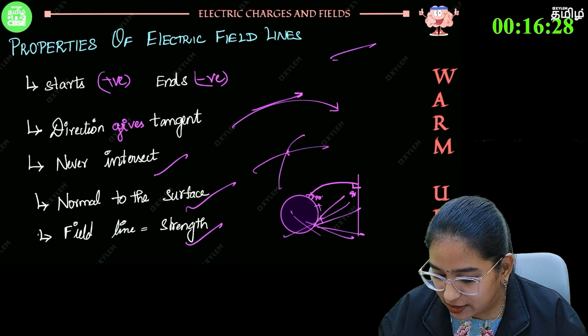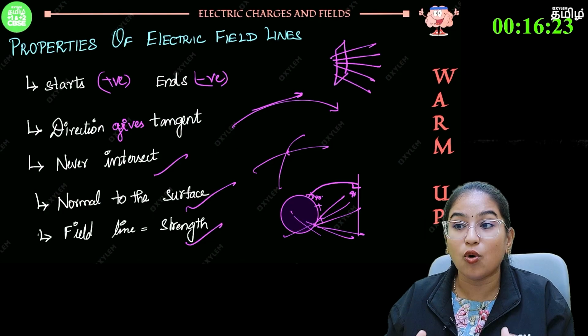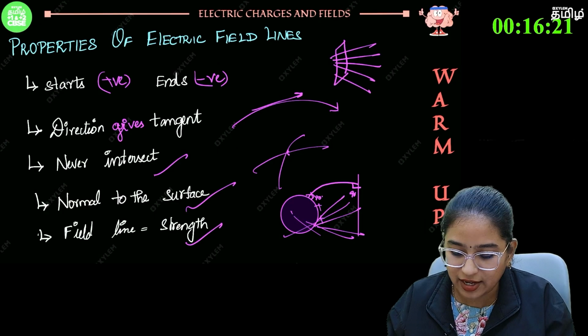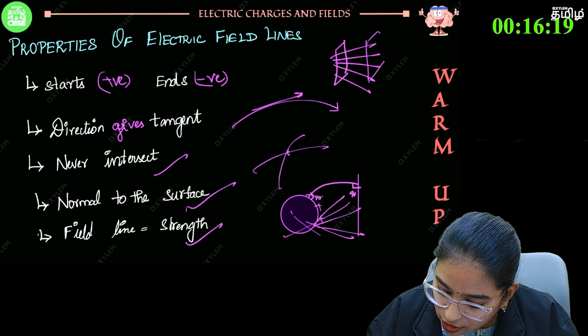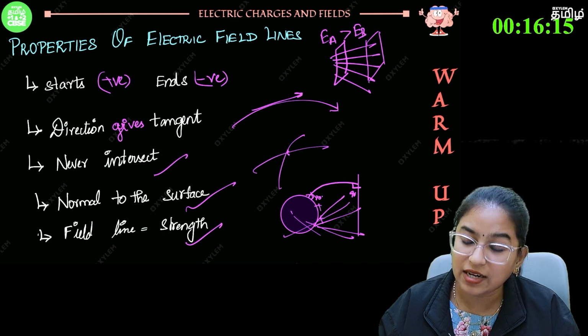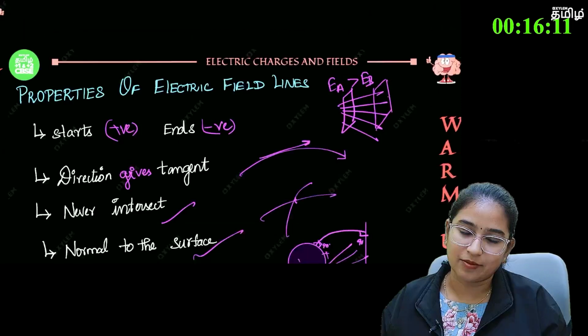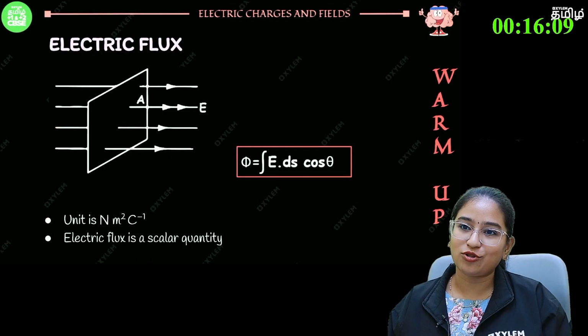And field lines give you the strength. If there are n number of field lines, you can figure out that this area contains more closeness of electric field lines and this area contains less closeness. So this area will have more electric field strength, of attraction or repulsion, when compared to this last end. So these are the properties you have to understand.